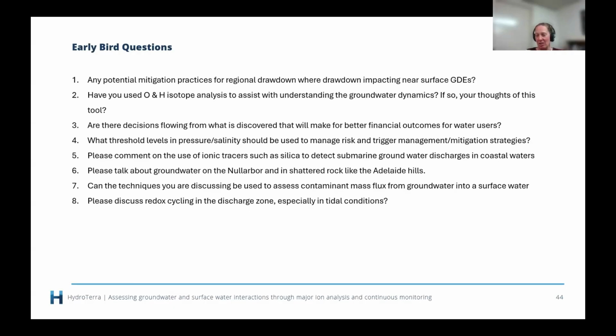And the shattered rock, I'm not familiar with that term. I'm going to assume maybe you're referring to fractured rock, and groundwater and fractured rock in the Adelaide Hills. Again, not somewhere I've worked extensively. We've got a lot of fractured rock in Victoria too, either at depth. I have worked at fractured rock settings where fractured rock's more exposed in the high country of Victoria.